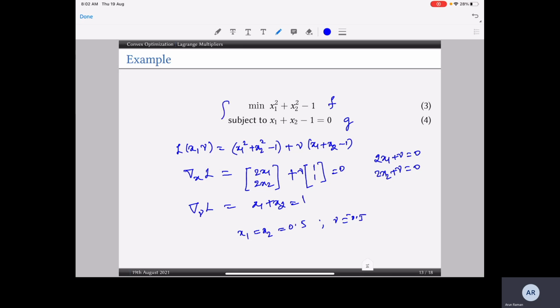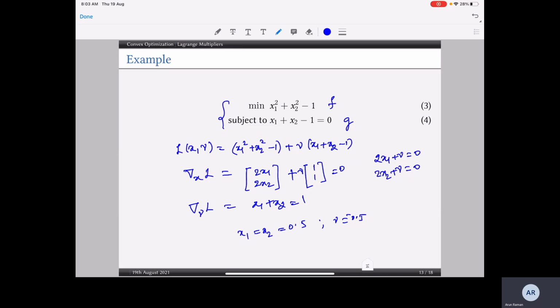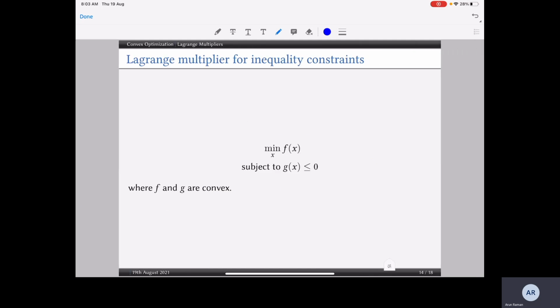So we had this. This was just a very pedantic or very simple example. What we often deal with in actual applications is slightly more complicated than this. Okay, so after being done with the equality constraints, we move on to the case of inequality constraints.